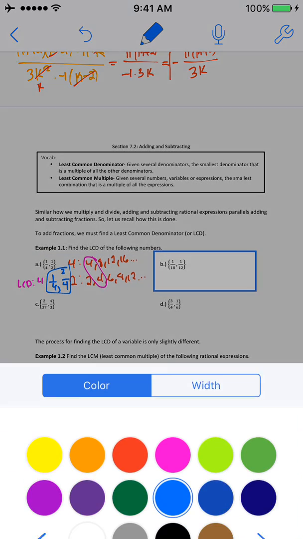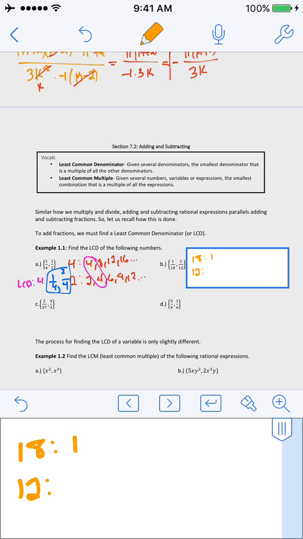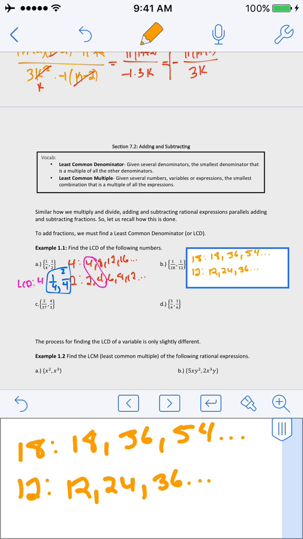Let's do it again. So I need to find the least common denominator between a denominator of 18 and a denominator of 12. Let's take a look at those multiples. There's 18, 36, 54, and then the same thing for 12: 12, 24, 36. And I know I can stop there because I found the first one they have in common, right? You want the least. There's no point in me going any farther. I found one they have in common.